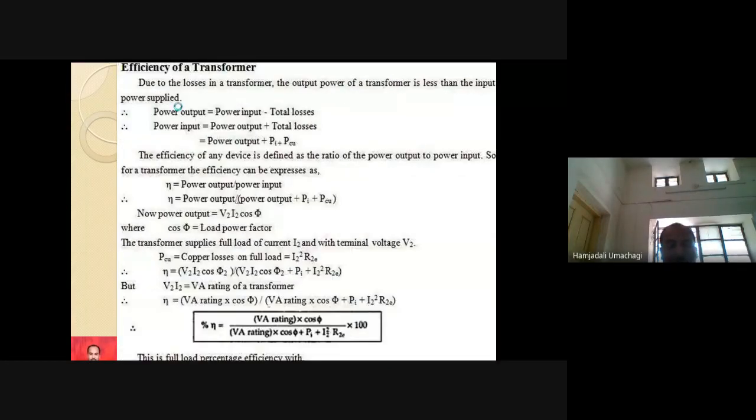Then comes efficiency of the transformer. Wait a minute, I will just start your class after 2 to 3 minutes. I'm getting one important call here. Wait for some time.